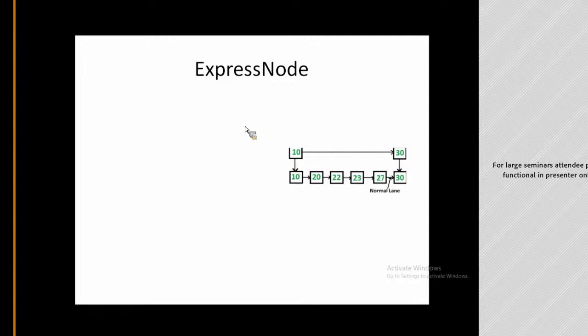Can we have two different structures, one for express node and another for normal node? Yes, I agree with you, Nikhil. Therefore, I'm asking only for the express node. We must have two separate linked lists, one for express node and one for normal node. You're right, Nikhil.